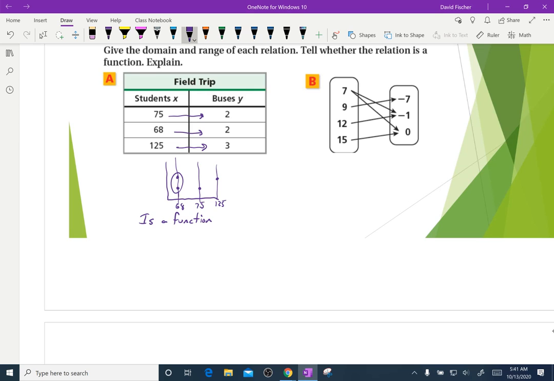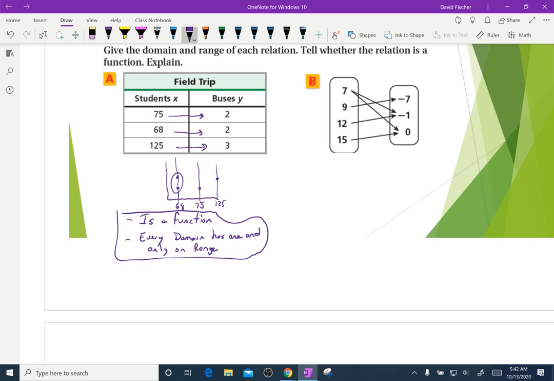Now, this is what kids hate. They said, explain. Every domain has one and only one range. You need to write all those words when they say explain why, okay? You'll see it on tests written that way too. Every domain, which is our x's, has one and only one range.